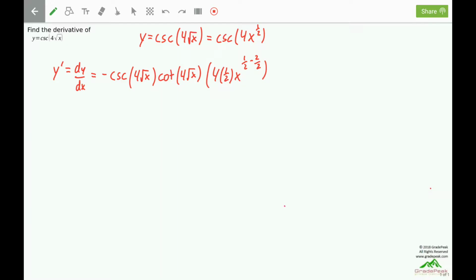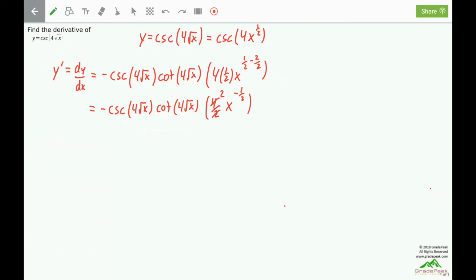Now let's take some steps to simplify this. We will have negative cosecant 4 square root of x. We're not going to do anything with that, nor with the cotangent of 4 square root of x. But the 4 and the 1/2 can multiply each other. That'll be 4/2, which we'll be able to reduce. And then x here will be raised to the 1 minus 2, negative 1 over 2. So negative 1/2. The 4 and the 2 can cancel down to leave a 2 in the numerator.